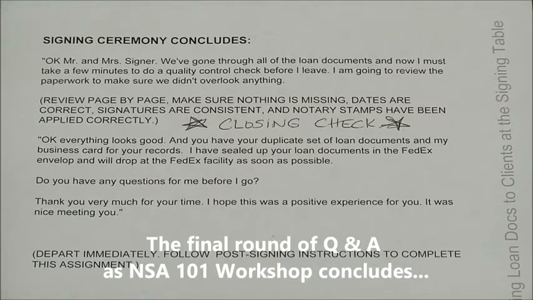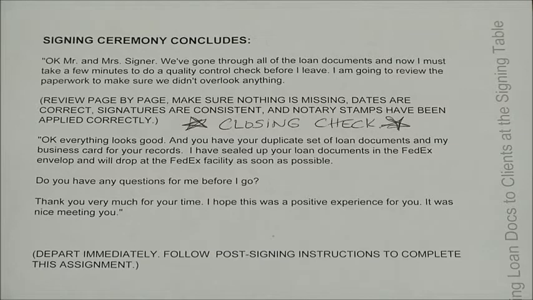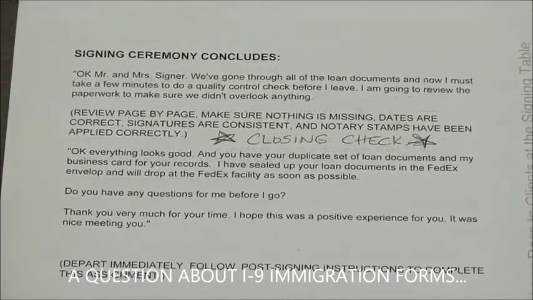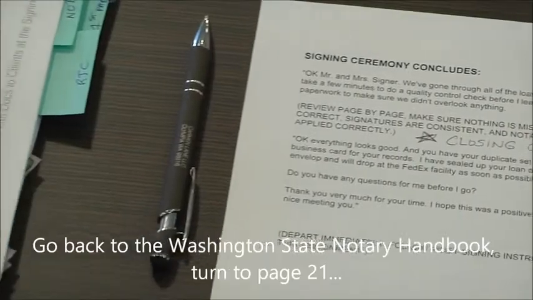So I went back to the I-9. That was one of the questions that I had. Okay. Page 21. Page 21? In the spiral notebook that she gave me. I-9, immigration forms. Okay, so let me go back to this.